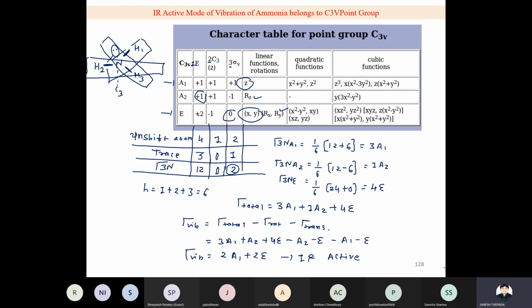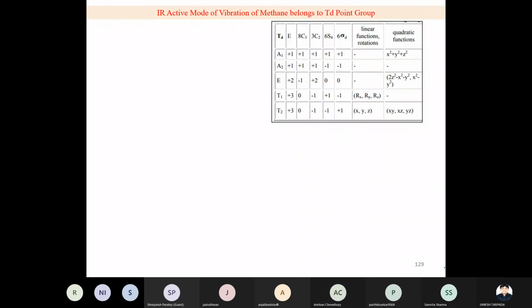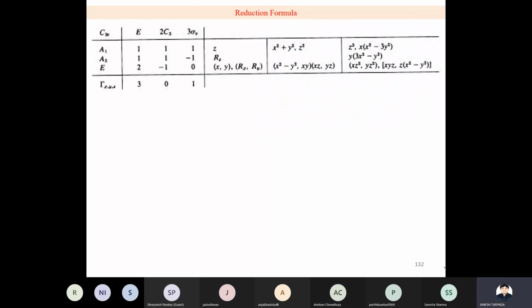Any doubt in this topic? Is it clear? Yes, sir, clear. Now, before checking Mulliken terms, in the reduction formula, I have already told that you are given the reducible representation, and the question is asked like that: calculate the reduction component.